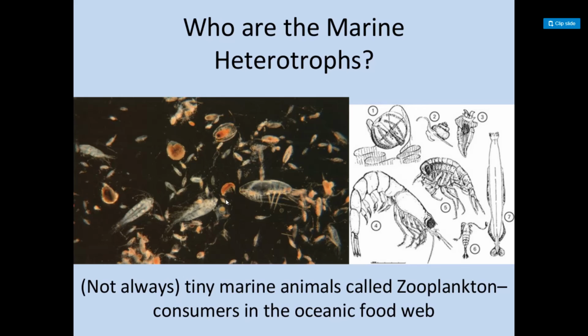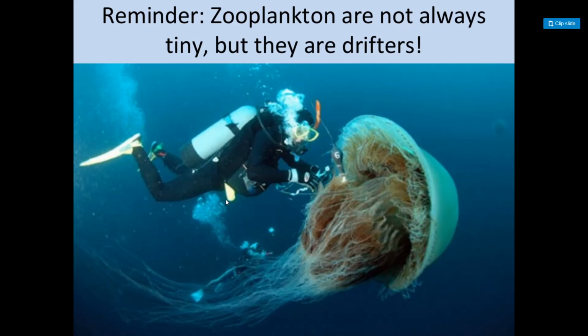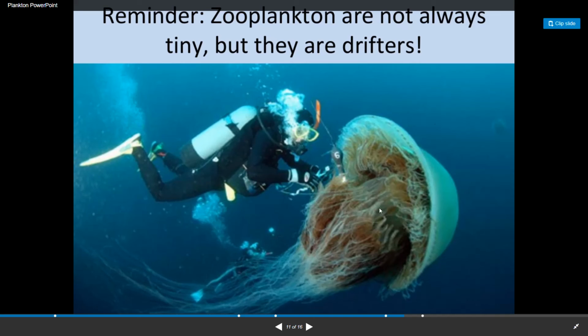So who are the marine heterotrophs? They're not always tiny marine animals. Well, they are tiny marine animals, called zooplankton. They consume other organisms. They're consumers in the oceanic food web. They eat other stuff. Oh, this is also a zooplankton.